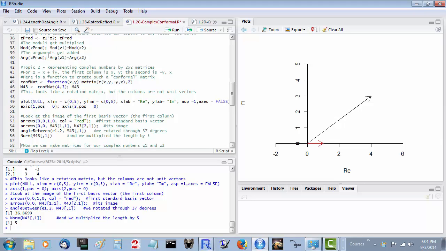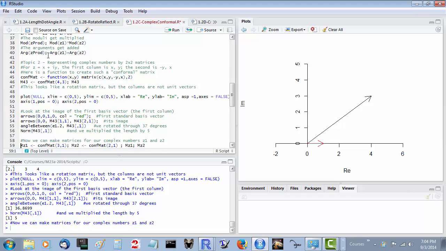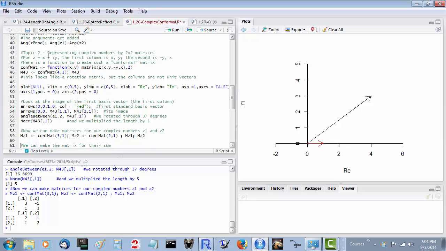So now we can make matrices for our two complex numbers. We have this convenient function for making a conformal matrix from the complex numbers 3 plus i and 2 plus i. And there are the two matrices. Notice they're both antisymmetric. Same numbers down the diagonal, but the numbers off the diagonal are opposite.